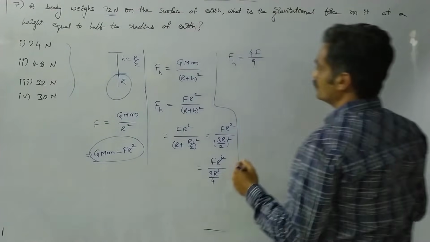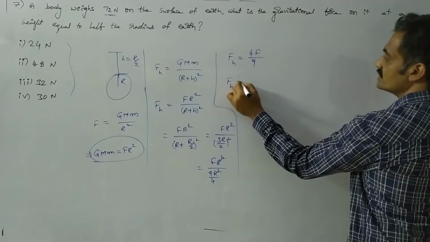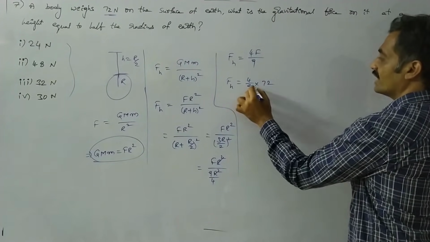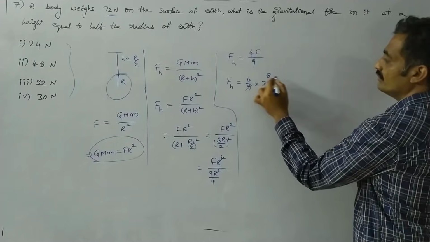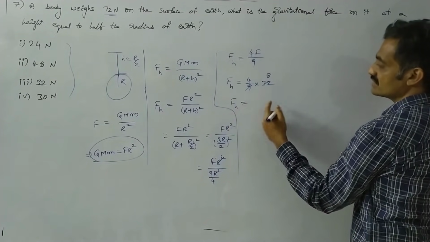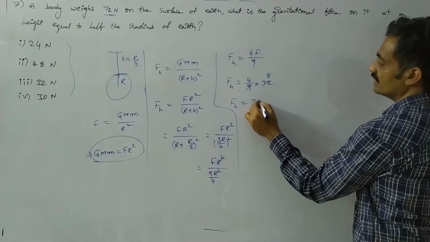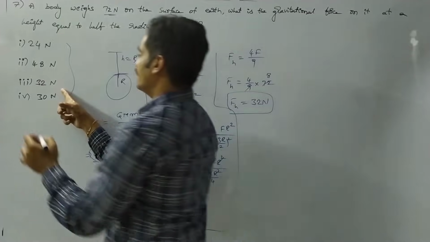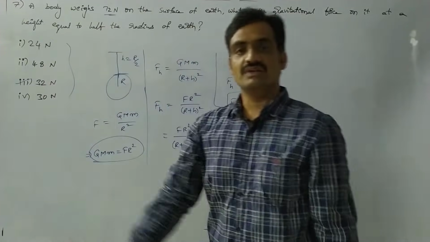Where force on the surface of the Earth is 72 Newton. So based on that, F suffix h equals 4 by 9 into 72. We know that 9 8s are 72. So 4, and we know that 4 8s are 32. Force at a height h, gravitational force at a height h is equal to 32 Newton. So option will be 3. Take a screenshot, we will continue.